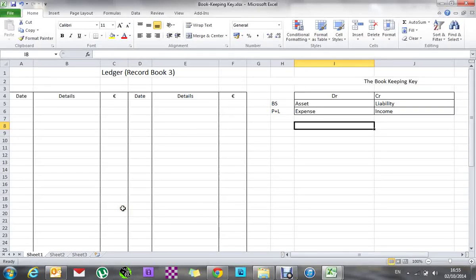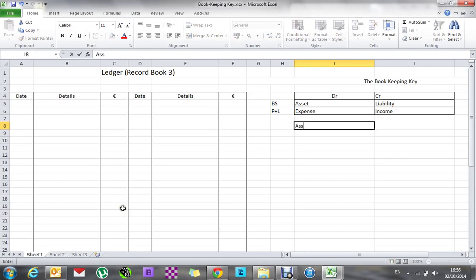Okay, this is a brief explanation of the bookkeeping key and how it might be useful in Junior Cert as well as in Leaving Cert accounting, in helping me to decide what type of accounts I have and which will be a debit and which will be a credit. So there are 4 types of accounts.